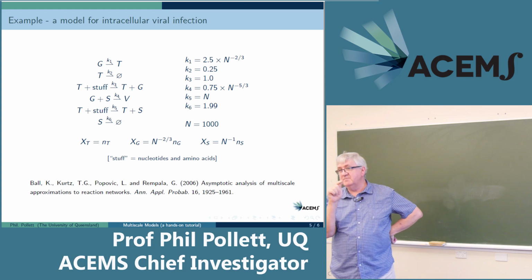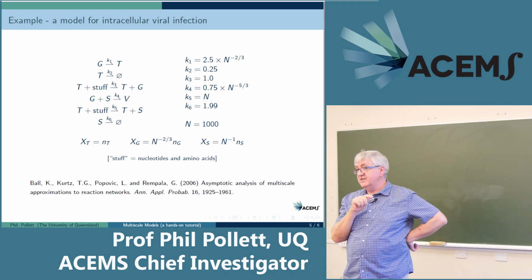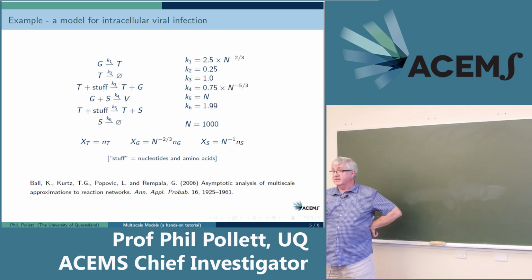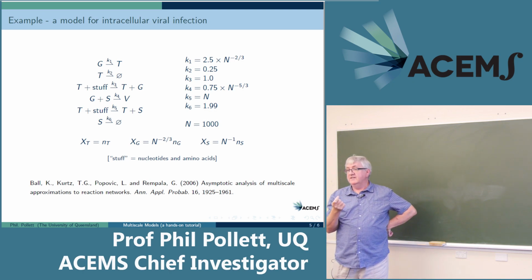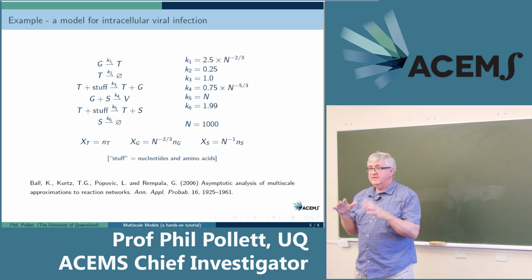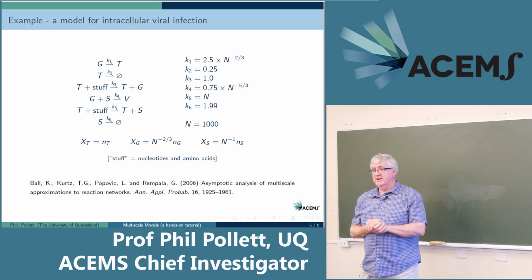let's start at the other end. The least abundant, the template, is not scaled. So x of t is just n of t. The next most abundant is scaled a bit, giving me xg, and finally the structural protein has been scaled by n, so the most aggressive, if you like, scaling. Now their methods allow me to take a Markovian model and let n get large, and then identify in the limit the most appropriate model, multiscale model, for this reaction network.